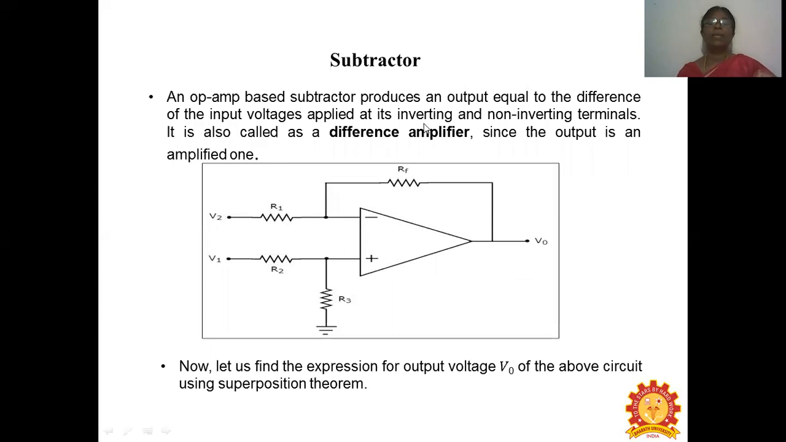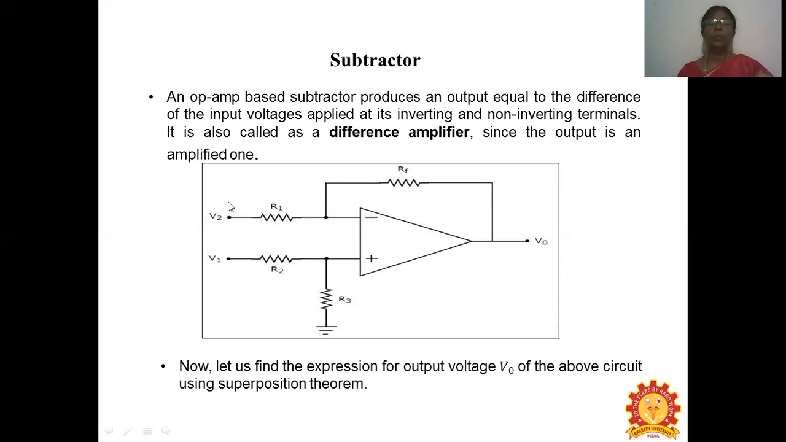Next one, subtractor. An op-amp based subtractor circuit produces an output that is equal to the difference of the input voltages applied to its inverting and non-inverting terminals. So this circuit is also called a difference amplifier circuit since the output is an amplified one. This is the circuit representation of the subtractor.